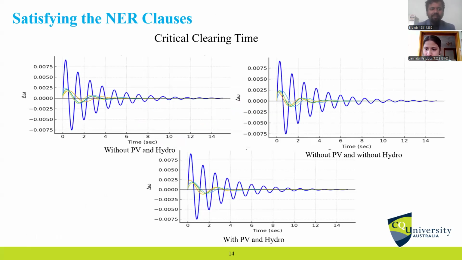This slide presents the critical clearing time results, the time a fault can persist before causing instability. Without renewable or hydro systems, the CCT was short, showing less fault tolerance. With both systems connected, the CCT increased, indicating stronger transient stability and better system resilience during faults. The improvement is one of the key benefits of a hybrid renewable setup.